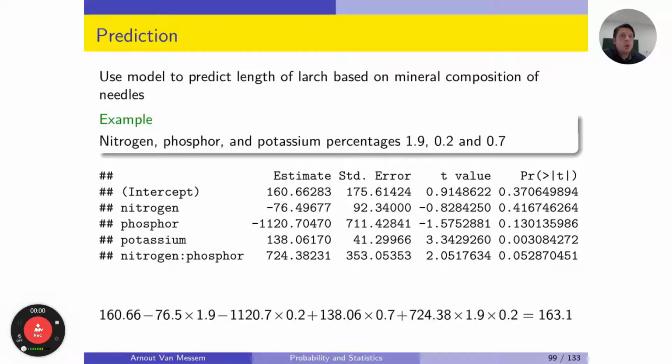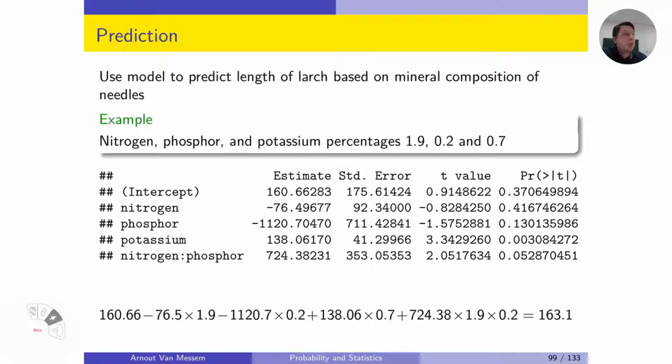So one of the uses of the model is to make predictions. Making predictions is very simple once you have the model. So suppose we have the second example, the one with the large, and we want to predict the average tree height of the large based on the mineral composition.